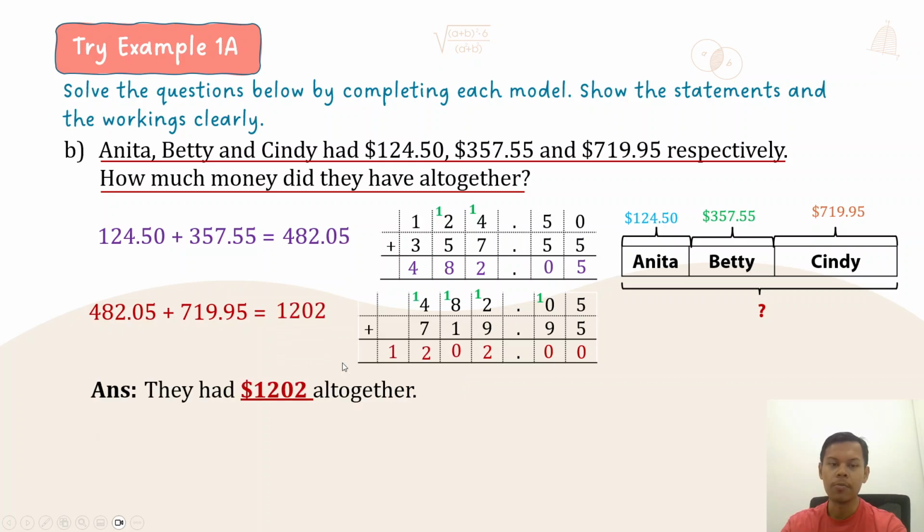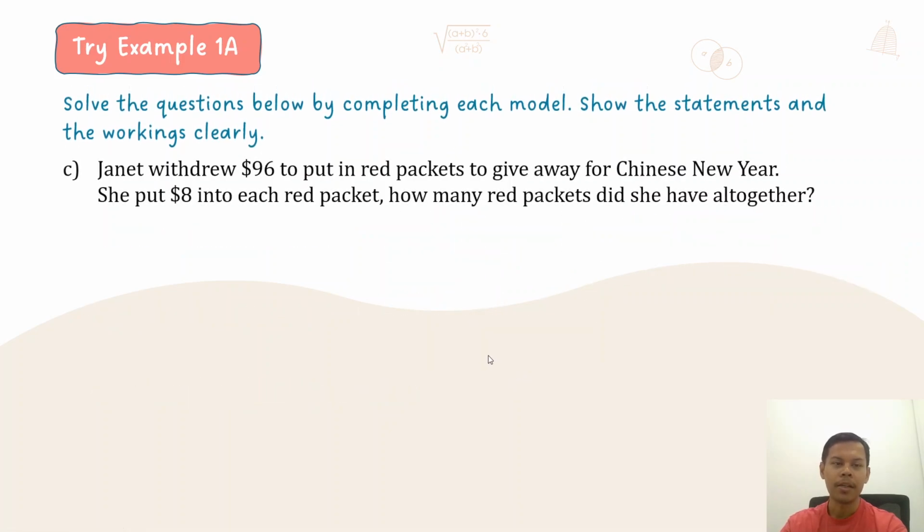So the answer is going to be they all three of them are going to have $1,202 altogether. Okay, very easy. Next question.